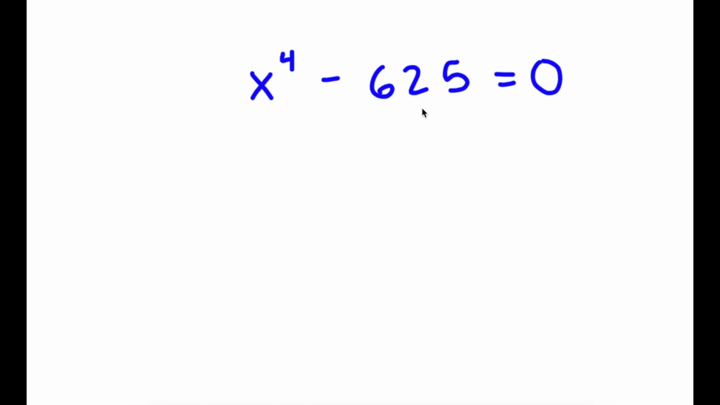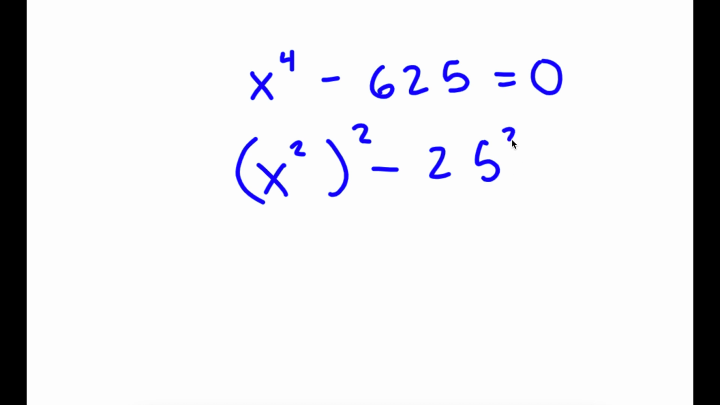Alright, so in this problem, I have x^4 minus 625 is equal to 0. So to solve this, I'm going to first start by rewriting x^4 here as (x^2)^2, and rewriting 625 as 25 squared.